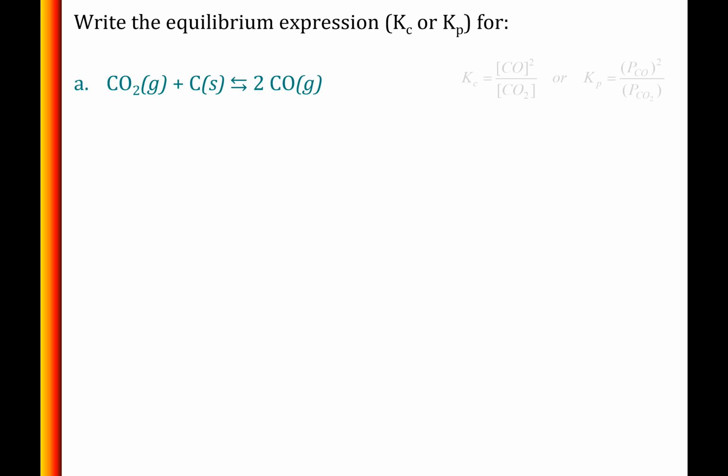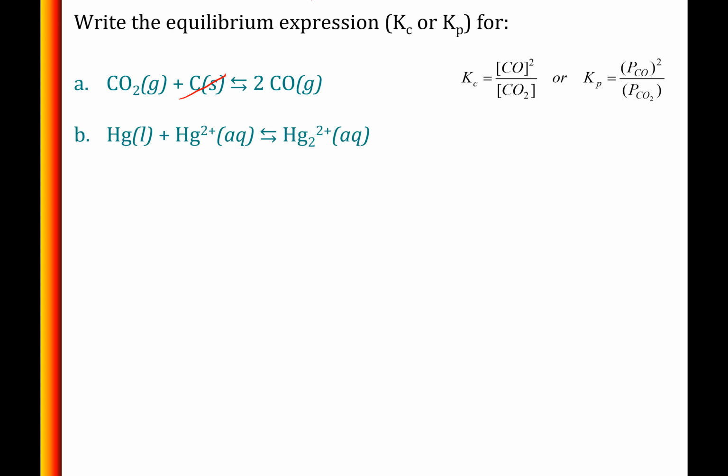Okay, so we'll write our products over our reactants, and we'll come up with, for our Kc value, CO squared, because we have this 2 up front, and that's going to be over our reactants, which will just be CO2. So we're going to forget about solid carbon here, because remember we said solids are not included. And same thing for our Kp. So now we'll say the pressure of CO squared over the pressure of CO2.